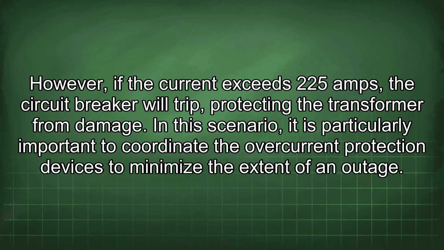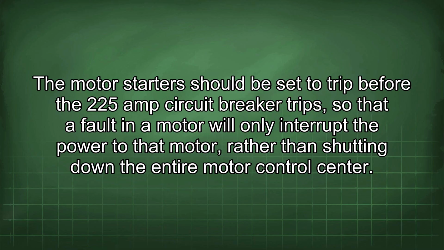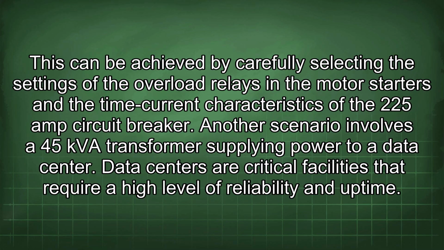In this scenario, it is particularly important to coordinate the overcurrent protection devices to minimize the extent of an outage. The motor starter should be set to trip before the 225 amp circuit breaker trips, so that a fault in a motor will only interrupt the power to that motor rather than shutting down the entire motor control center. This can be achieved by carefully selecting the settings of the overload relays in the motor starters and the time current characteristics of the 225 amp circuit breaker.